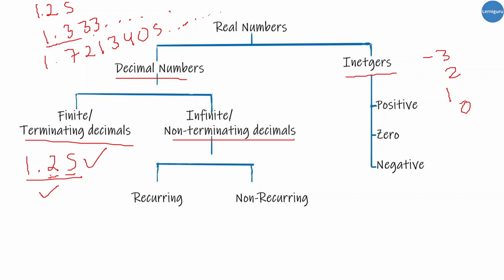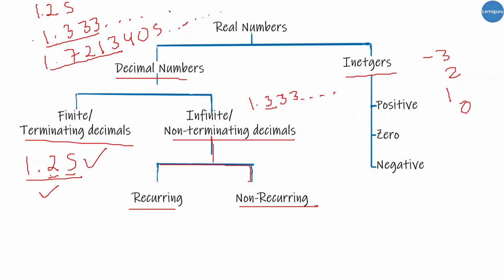Whereas these are non-terminating or infinite decimal numbers. So you can say here 3 is not... you cannot say there are n number of 3s. There are infinite 3s after the decimal. So this is infinite or non-terminating decimals. These are further divided into two types. First is recurring, second is non-recurring.